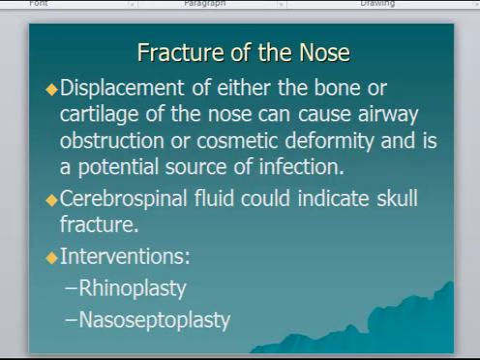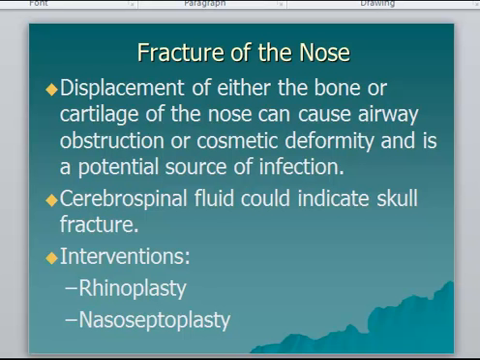Usually the healthcare provider will perform a simple closed reduction, which is just manipulation of the bones by palpation of the nasal fracture, either using a local or general anesthesia within the first 24 hours of injury. If it's after that, it's more difficult to reduce, and then they have to wait for the swelling to go down. The two interventions that they use are rhinoplasty and nasoseptoplasty.